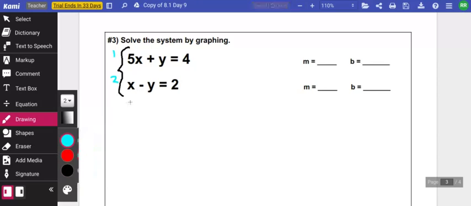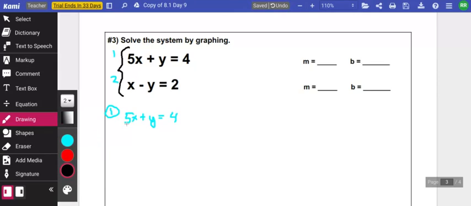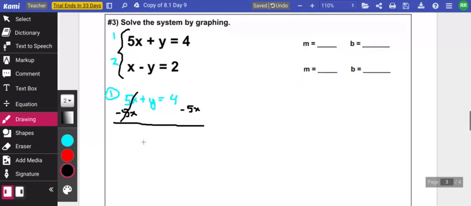Okay, so let's do that with equation 1. So I'm going to put a little 1 and circle it for equation 1. And I'm just going to copy down what it says. 5x plus y equals 4. Now I'm going to solve for y here. So like we have been doing all last week and part of the week before, y is on the left side of the equal sign. And so I'm going to move this x term to the right side by subtraction, right? I will subtract 5x from both sides so that these x terms cancel. And so I bring my y term down.